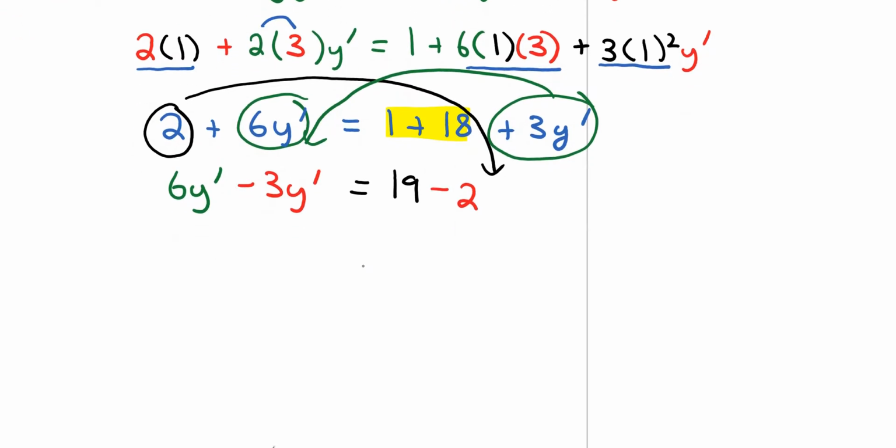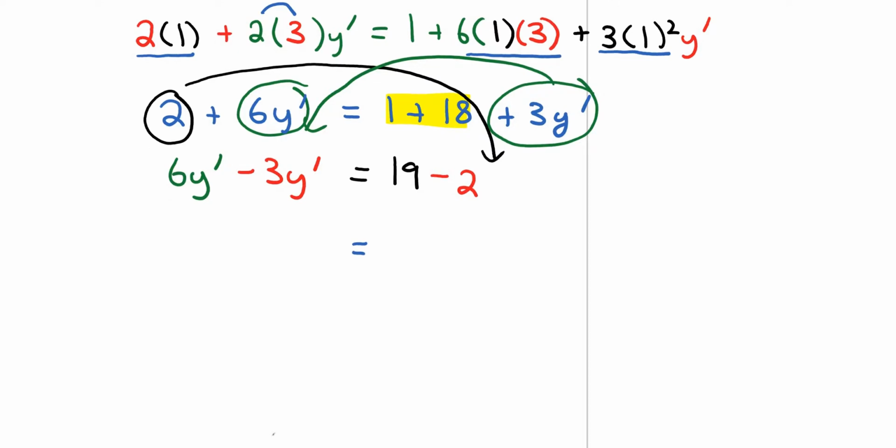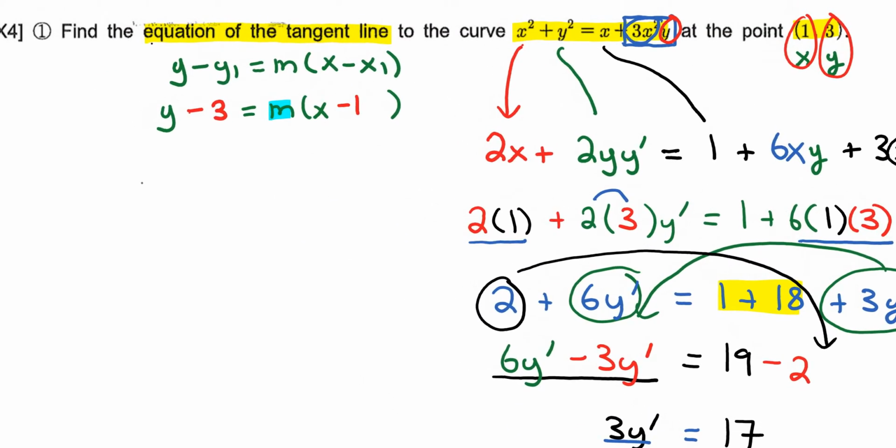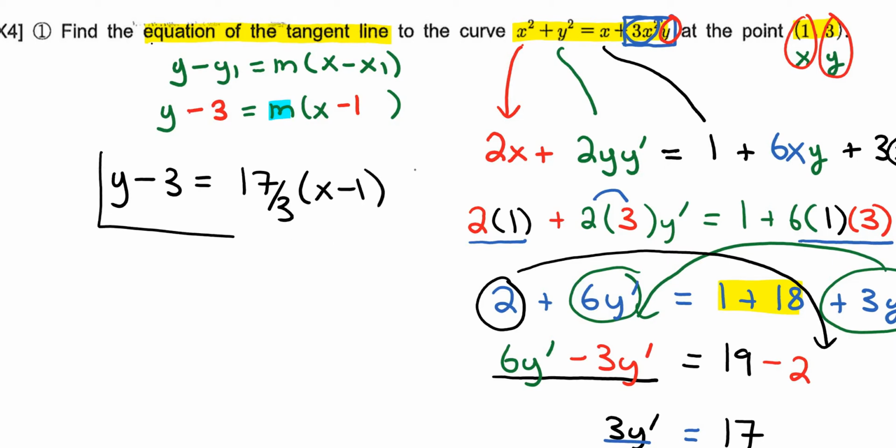You can do all those steps, usually you can do those steps in one shot, and then simplify the problem here. So 6y prime minus 3y prime will be 3y prime, and 19 minus 2 is going to be 17. Divide both sides of the equation by 3, and y prime equals 17 over 3. Alright, now to write my final answer, I would go back to my equation here, and my final answer is y minus 3 equals 17 over 3 times x minus 1. So that right there is my final answer.